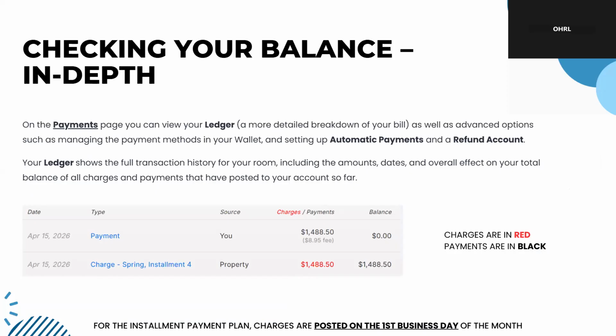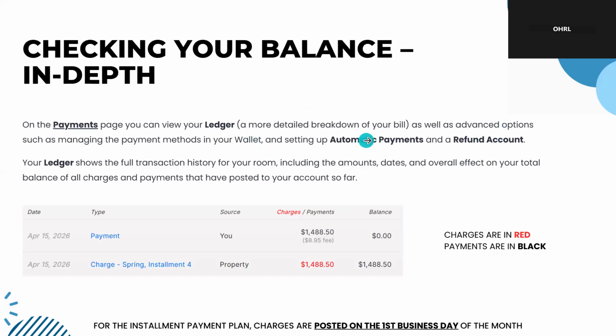That's going to include amounts of payments and costs, dates that they came due or were adjusted to your account, as well as the overall effect of your total balance of all charges and payments that are posted on your account so far. You can access the ledger on the payments page, and that payments page is also where you're going to see more advanced options, such as managing the payment methods in your wallet, setting up auto pay, and a refund account.